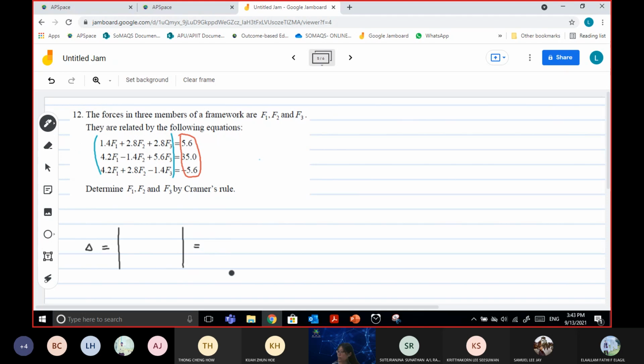Can I have Kai-Feng? Kai-Feng, can you tell me what values I should put in the determinant? Kai-Feng, what should I put for the first one? What should I calculate? Tang Kai-Feng? Kai-Feng, are you here?